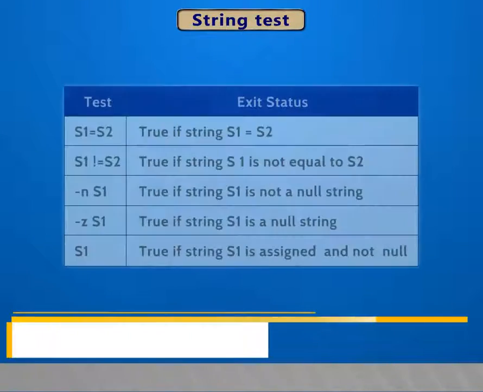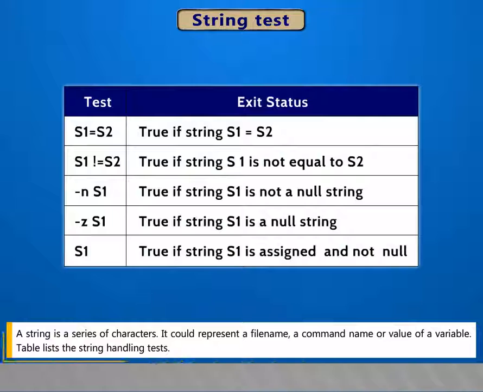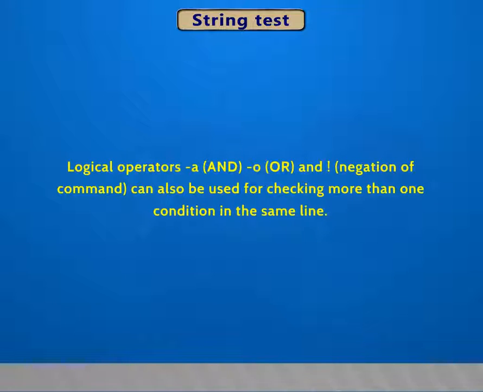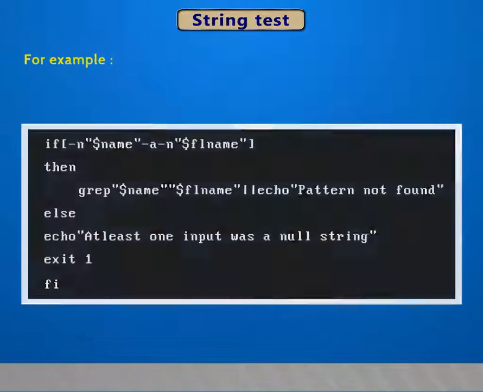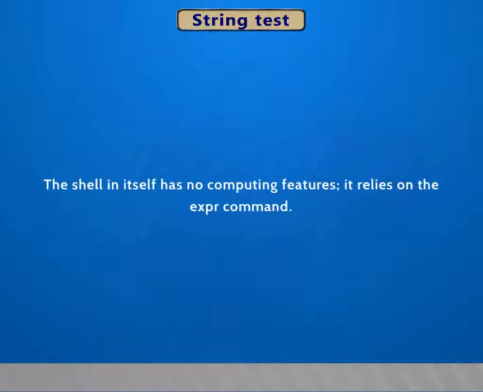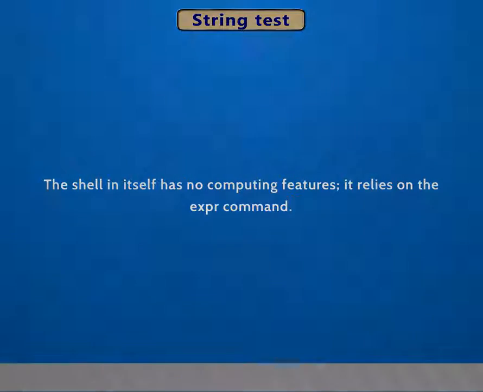String test. A string is a series of characters. It could represent a file name, a command name, or the value of a variable. The table lists the string handling tests. Logical operators -a and -o, that is OR, and negation of a command can also be used for checking more than one condition in the same line. For example, the shell in itself has no computing features. It relies on the expr command.